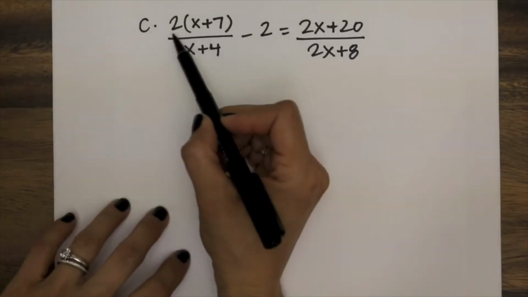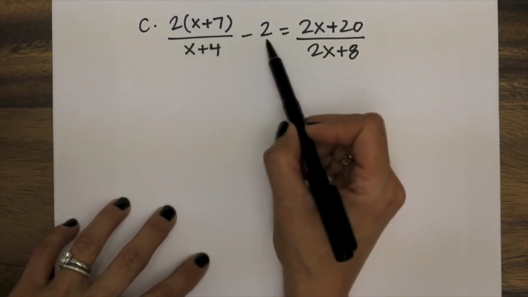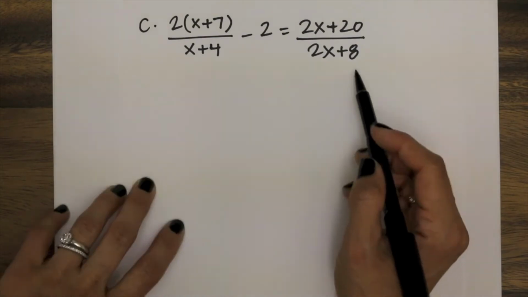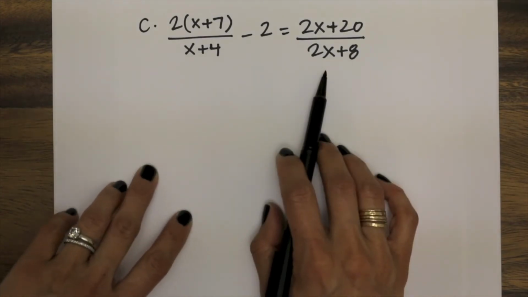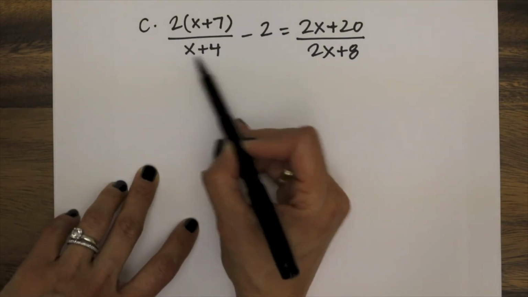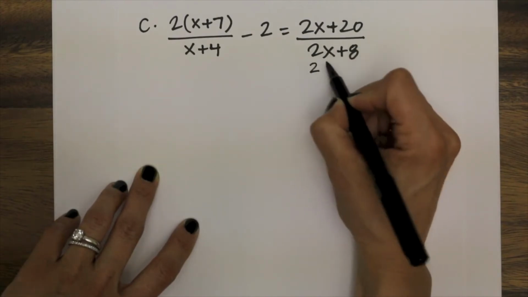This example says 2 times the quantity x minus 7 all over x plus 4, minus 2, equals 2x plus 20 divided by 2x plus 8. So again, the first thing you want to do is find the LCD, the least common denominator. This one we're going to look at like a binomial, you have x plus 4. And over here we need to factor, and you can see you can factor out 2.